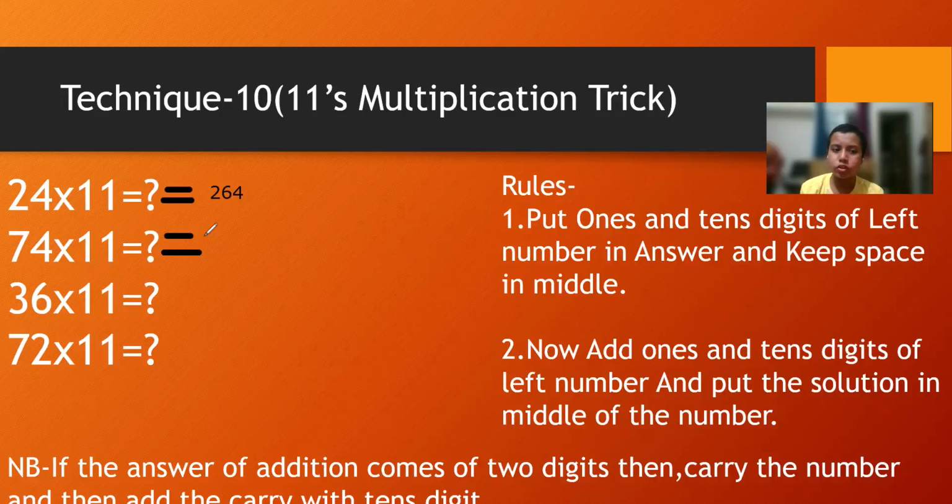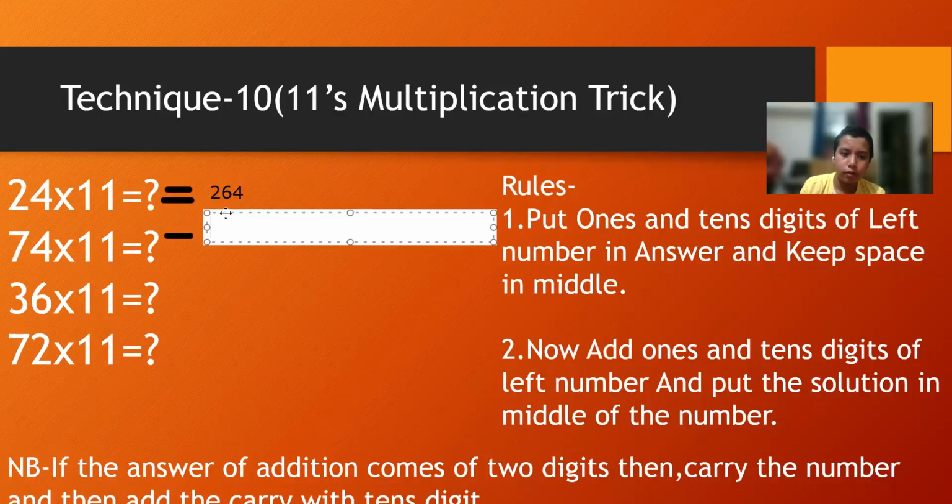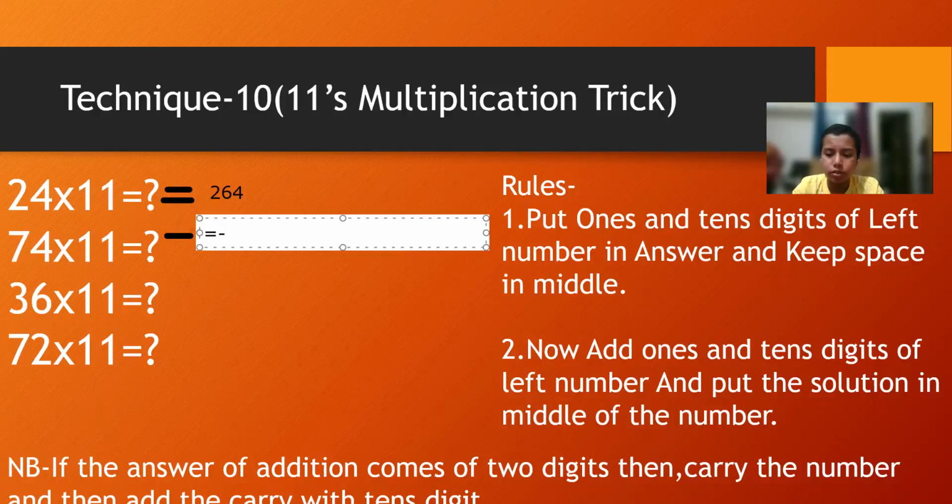Then 74 into 11, what will it be? Now 4. Okay, it is 4. Then 1. Then 8. Okay, now let's talk about how I did this and how I taught you. The answer, I forgot, it is 8, 1, 4 maybe. Yeah, it's 8, 1, 4. Yeah, my answer is correct.